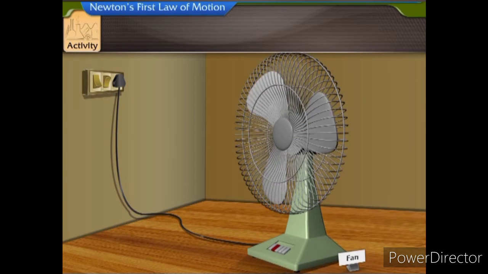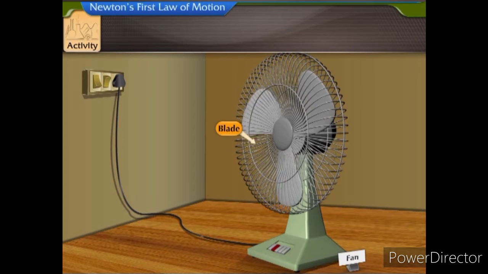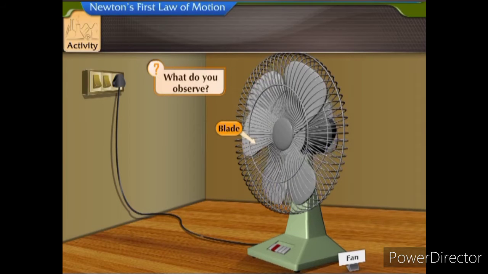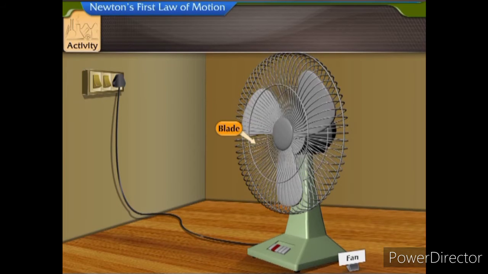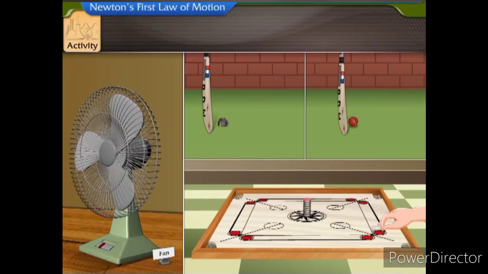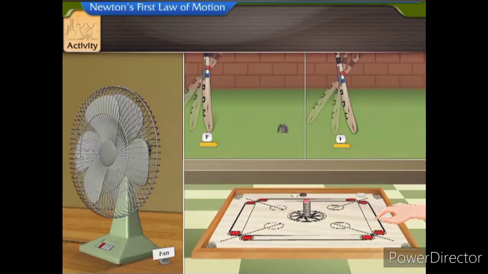Look at the rotating fan. Its blade rotates with a high frequency. Now switch off the fan. What do you observe? The blades of the fan continue to rotate for some time and then stop. In all these activities, we see that every object resists a change in its state of rest or of uniform motion.